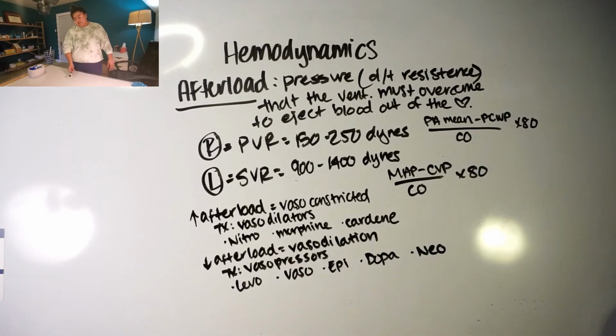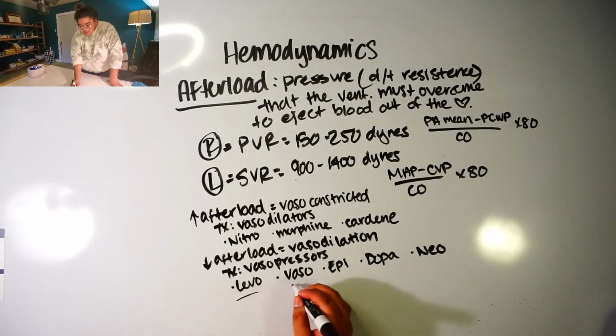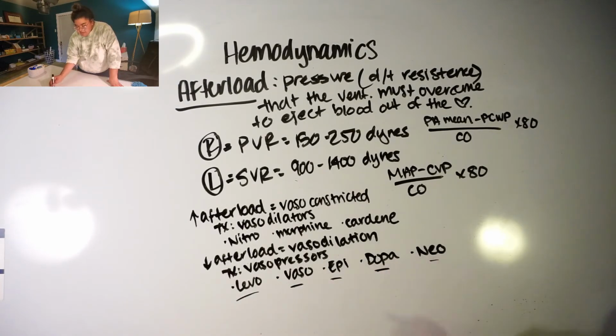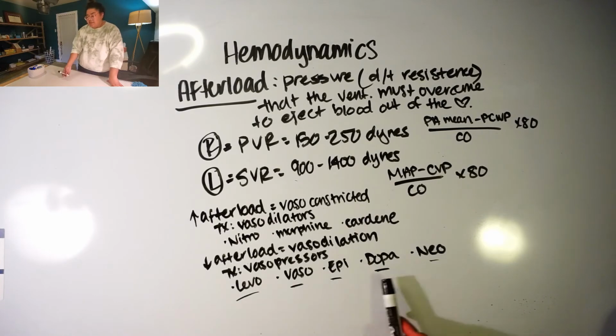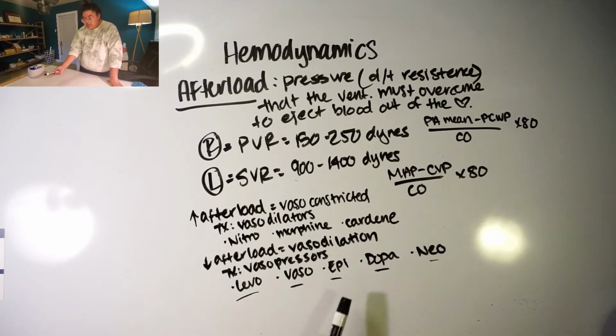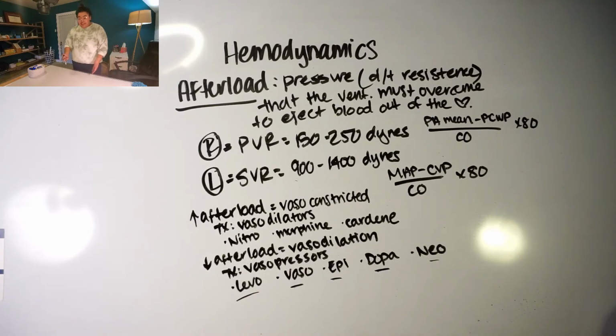Okay, so at my facility, we always go levo, vaso, epi, dopa, neo. These three we can kind of switch up. Basically, once they need a third pressor, that's not really good. So we have to start making talks about what other things we can do to treat this massive vasodilation. And there's more medications coming out that treat vasodilation, like new pressors and stuff like that. But currently, these are the ones that my facility uses.